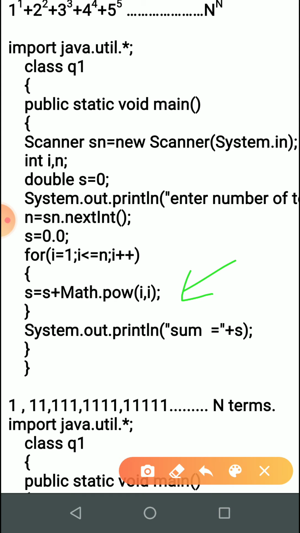When the value of I is 1, it will take 1 to the power 1 and add it to s. Then I plus plus, I will become 2. The condition is true, so it gets in the loop and adds 2 to the power 2 to s. Then I will become 3, and it will calculate 3 to the power 3 and add to s. This way it will find the sum of the series, and after the end of the loop, the sum is displayed.